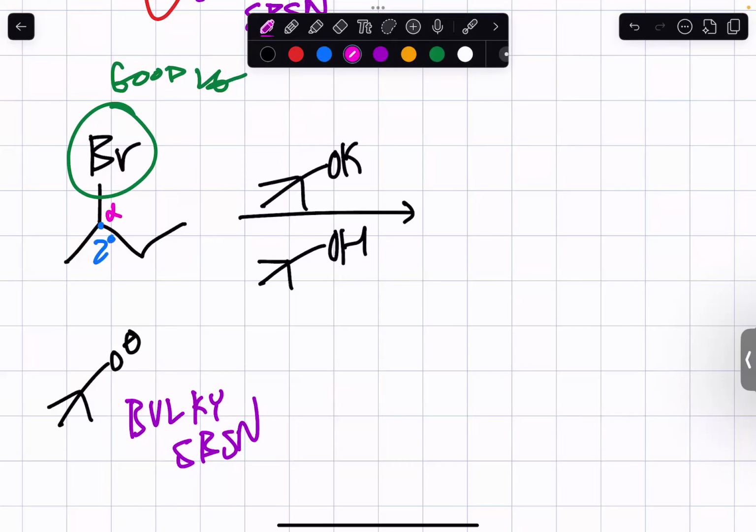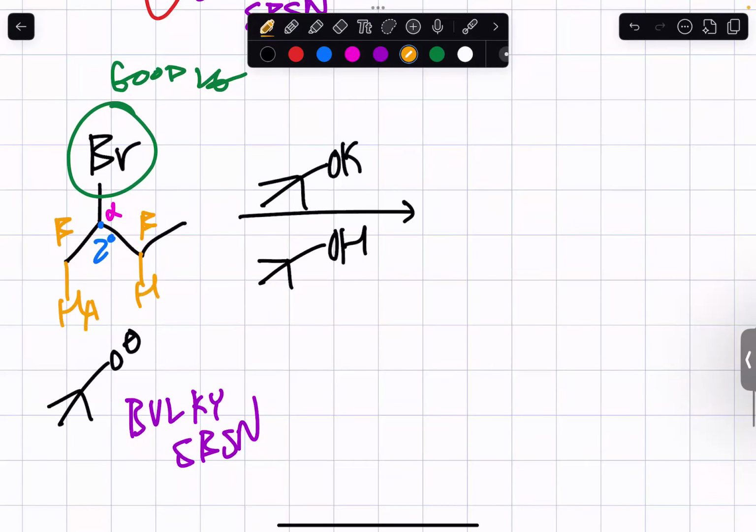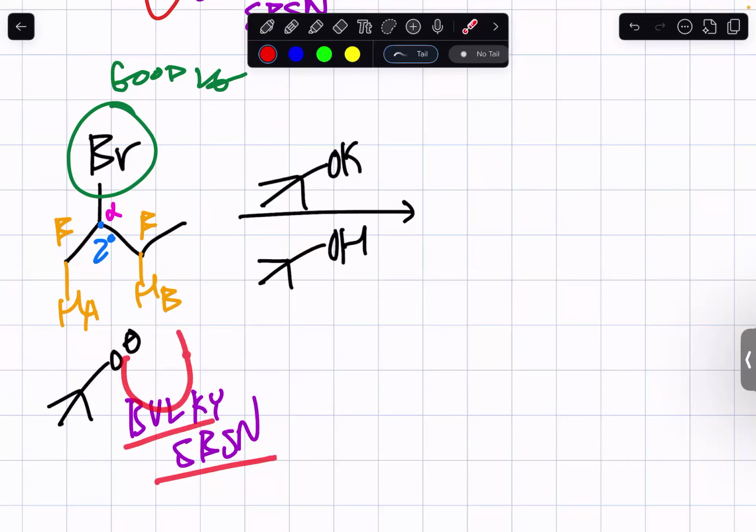This is the alpha carbon. These are the beta carbons, right? Now this is beta proton A, this is beta proton B. This bulky, strong base, strong nucleophile wants to grab beta proton B to create the more stable, more substituted alkene, but it's too crowded there, too much steric hindrance. We said that this is a bulky, strong base, strong nucleophile, so it cannot reach this beta proton B.